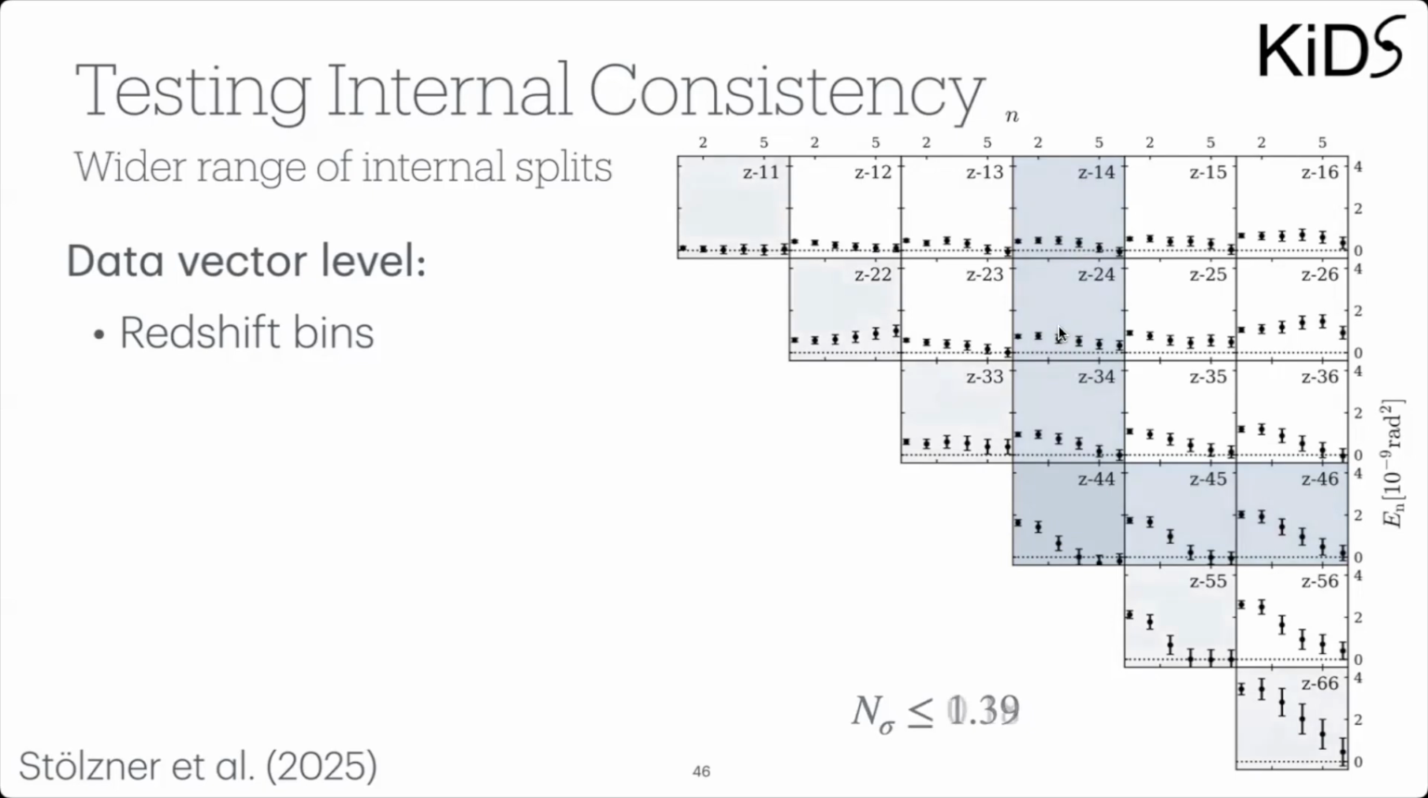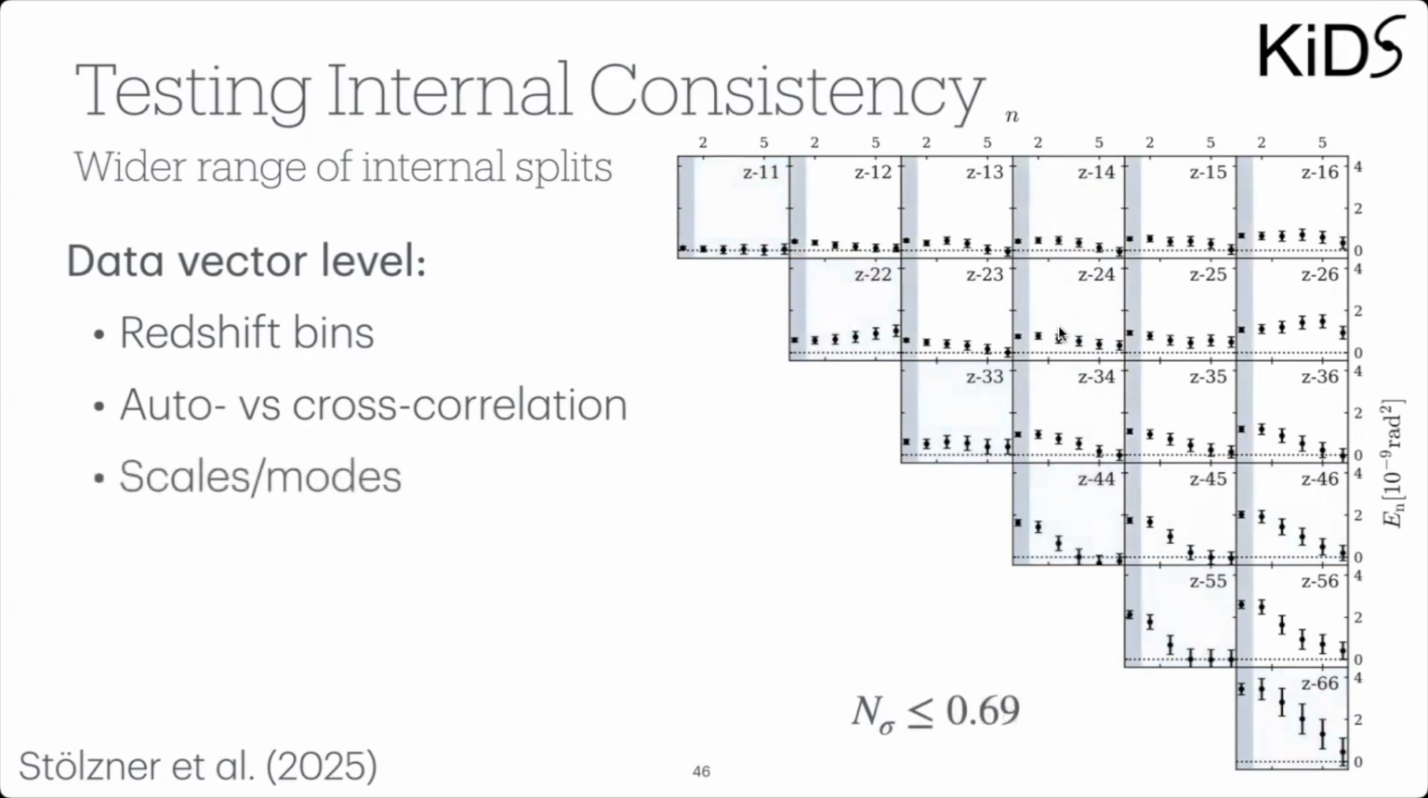And very similar to the redshift bin test, we can also test the consistency of the autocorrelation signal here on the diagonal versus the cross-correlation signal on the off-diagonal. And the final test at the data vector level focuses on different angular scales. And here we also make use of the additional summary statistics, the binned two-point correlation functions and the band power spectra. And we also make a comparison between the different modes in our COSEBIs summary statistic.